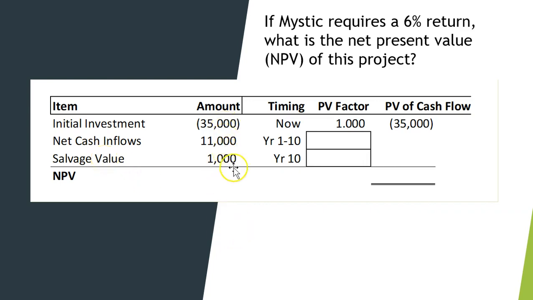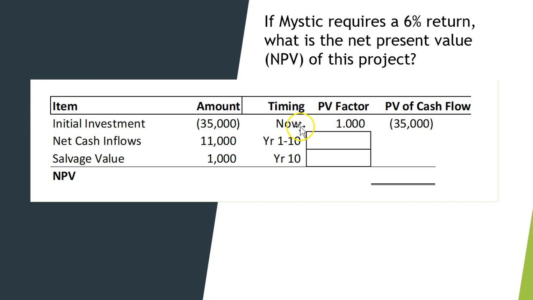I've written the amounts out, and the signs matter. So the outflow, the initial investment, is an outflow. It's minus 35,000. That's the 25,000 plus the 10,000. We have annual cash savings of 11,000. That's an inflow. We have a salvage value at the end of the 10 years. That's an inflow.